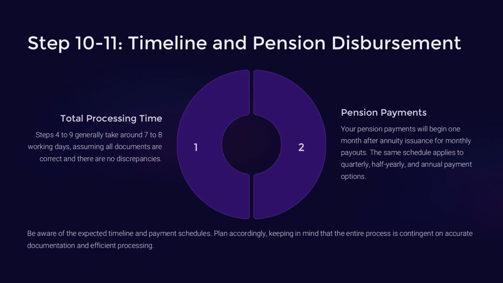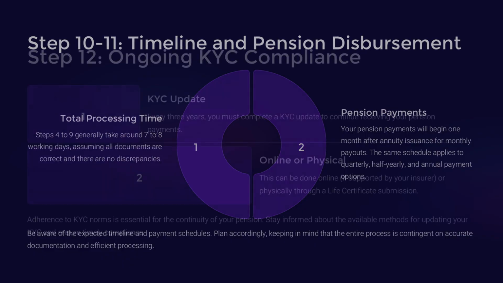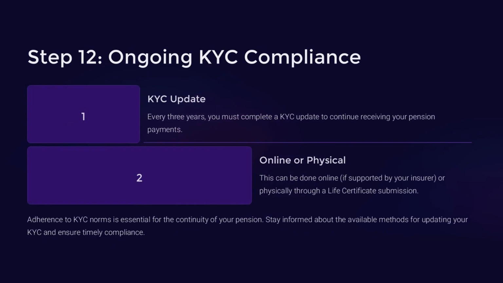Altogether, steps 4 to 9 typically take around 7 to 8 working days, assuming all documents are in order and there are no delays. After your annuity is issued, your pension payments will begin 1 month later. You can choose the frequency of payments, monthly, quarterly, half-yearly, or annually, based on your preference at the time of application. Do keep in mind, your KYC needs to be updated every 3 years.